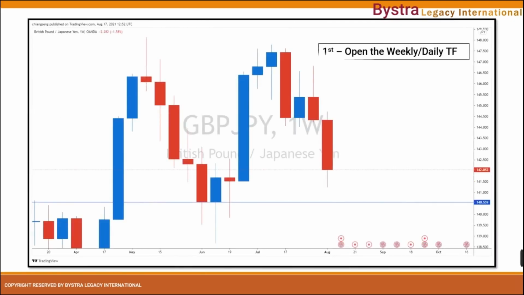Okay, I have GBP JPY on the weekly time frame, so this will be our example. As you can see here, this is a strong V, which is the support. So first we open up the weekly or the daily time frame. In this case, it's the weekly for the GBP JPY pair.